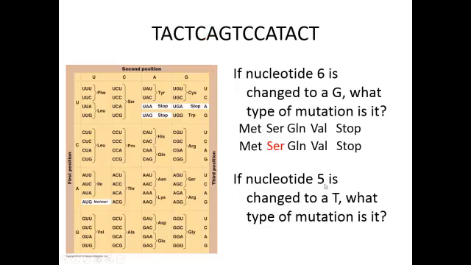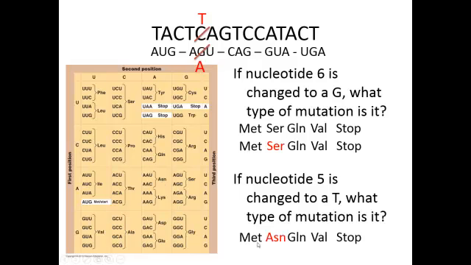Now, let's take a look at this next scenario. So, if I change nucleotide 5 to a T, what type of mutation is it? So I'm going to count over 1, 2, 3, 4, 5. So I'm going to change this C to a T. So bringing back my mRNA. So I've got to change this G to an A. So I'm looking for AAU. So the A's are down here. AAU. Oh, I've changed it to this ASN.